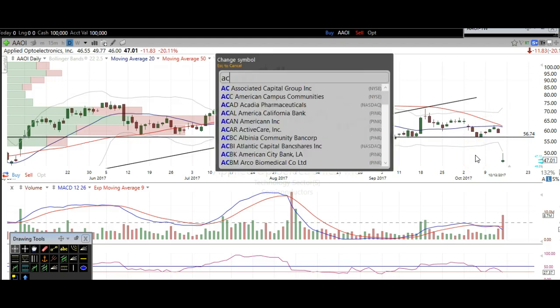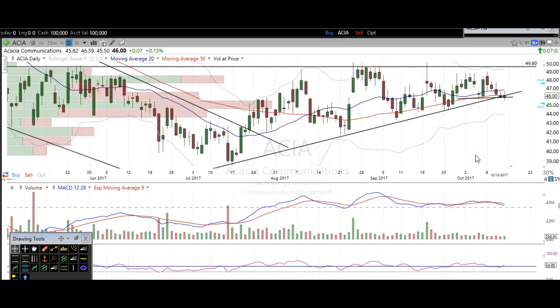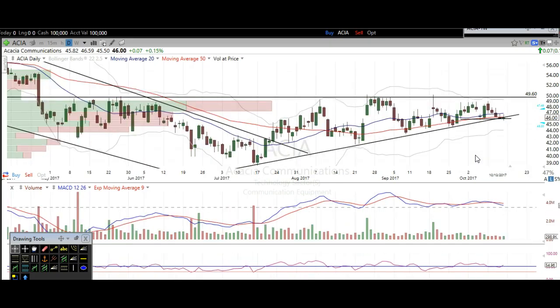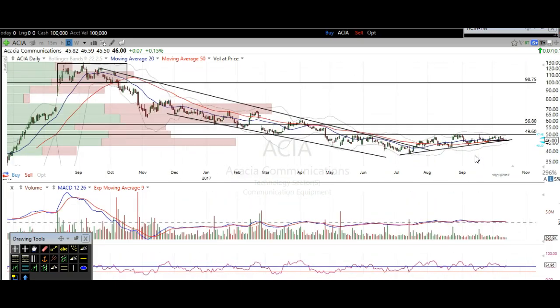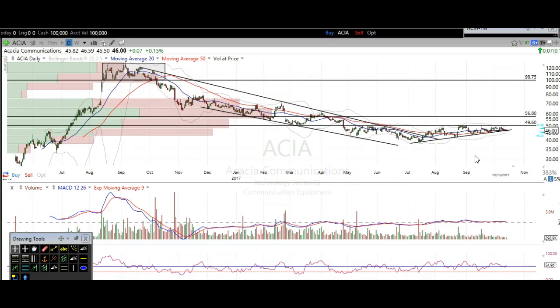The next one we're going to take a look at is ACIA. And ACIA is at an interesting juncture here on the chart. So clearly this stock is not great. Overall, the stock is not performing great. We've been in a downtrend since August of 2016.